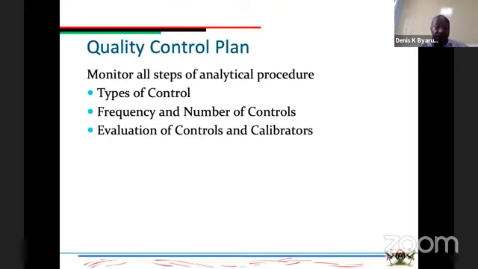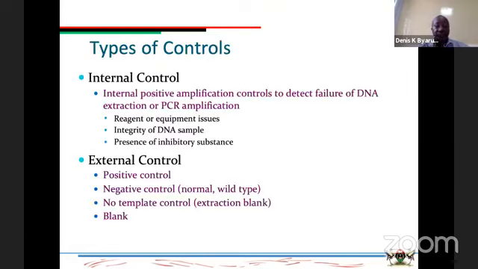And you must have a quality control plan to ensure that you have all the necessary types of control, including positive and negative controls, as well as evaluations of controls and calibrations of all the equipment that you use in your process. Part of these include, as I mentioned, internal controls, for example, internal positive amplification controls to detect failure of DNA extraction related to the reagents, the integrity of the DNA sample, or the presence of inhibitory substances. You also need external quality controls, including the positive control, negative control, as well as no template control and blanks in your tests to ensure that what you get is precisely due to what you are looking for.